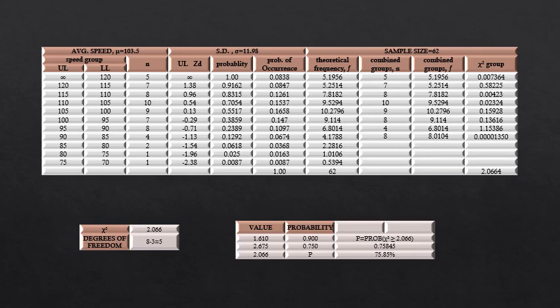The chi-squared value is calculated as the sum of the chi-squared of each group. The degrees of freedom is n minus 3, where n is the number of groups after they are combined. The probability of the chi-squared value is interpolated and found as 75.85%, a value greater than 5. Hence, the initial assumption of normalcy is justified.